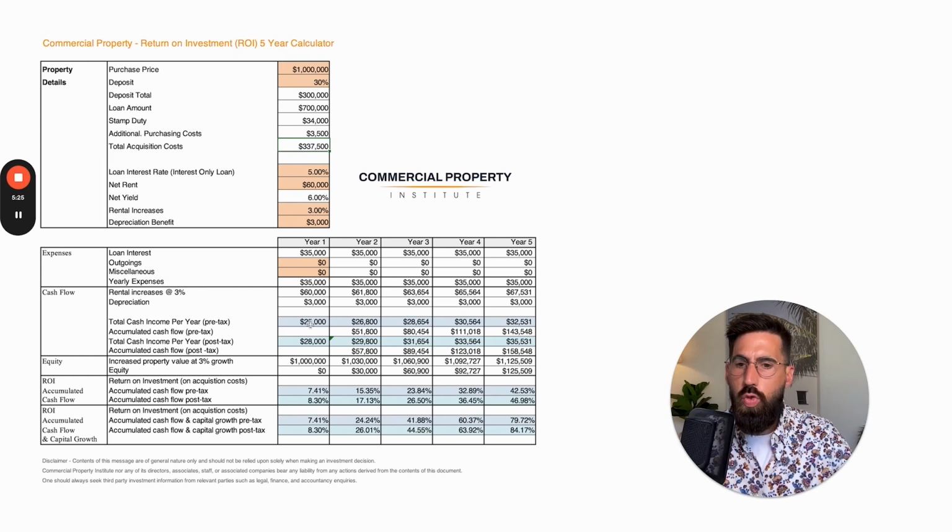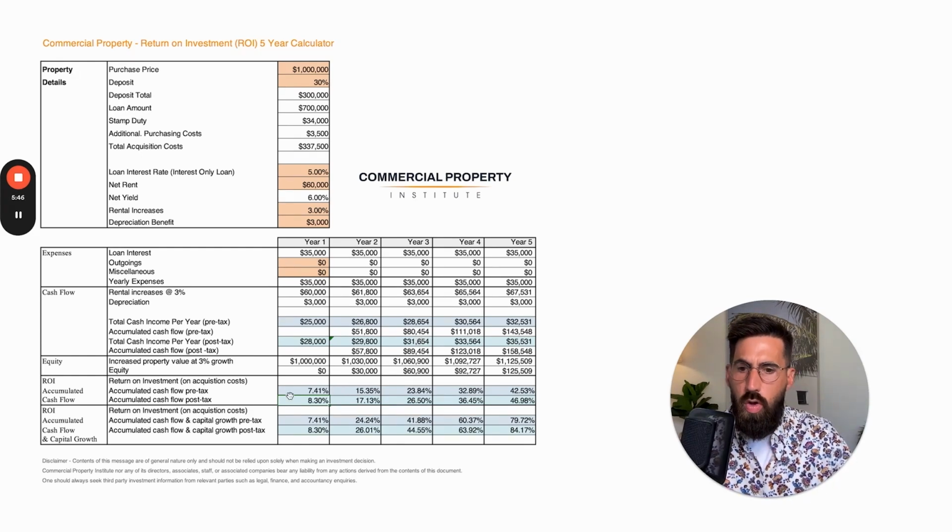$337,000, we're getting $25,000 a year pre-tax or $28,000 post-tax on that investment, which ends up being a 7.4% or an 8.3% return on investment on our money, which most people that own the shares will kind of go for that anyway. They'll go for the 8 to 10%, and that's why they'll say shares is better than commercial property.